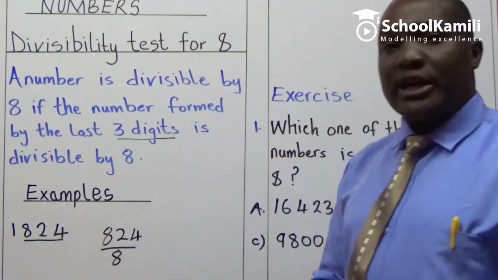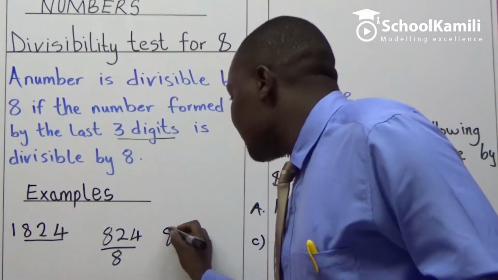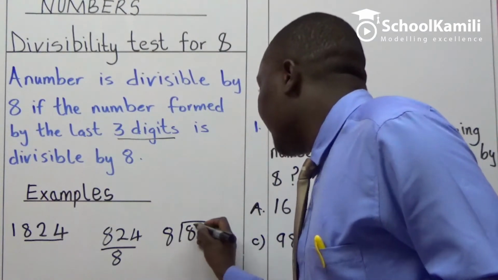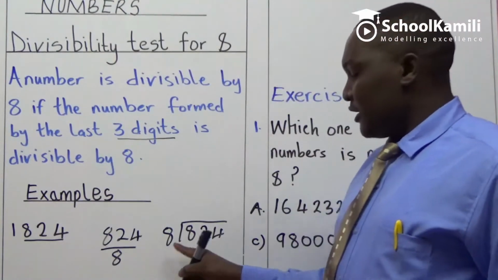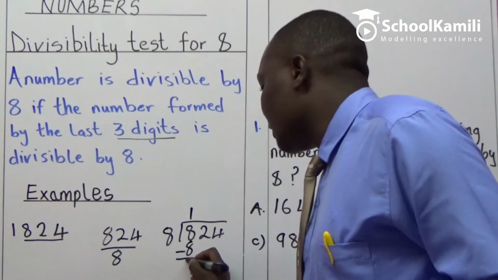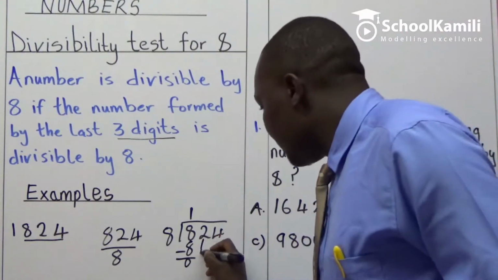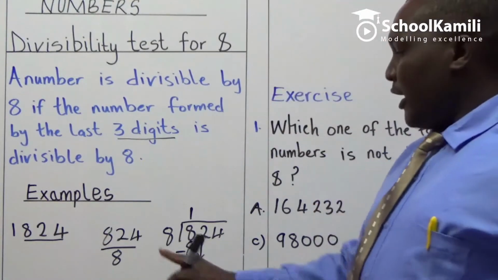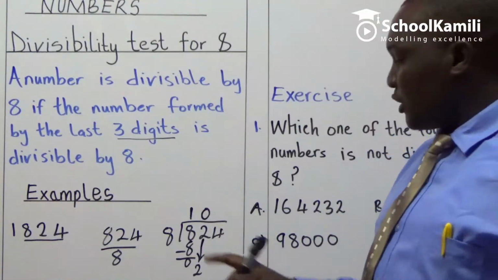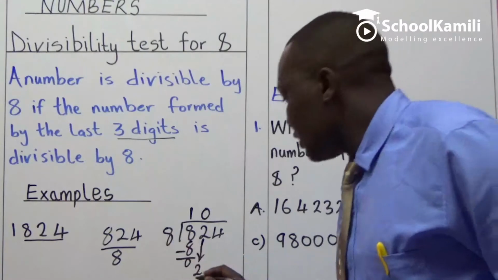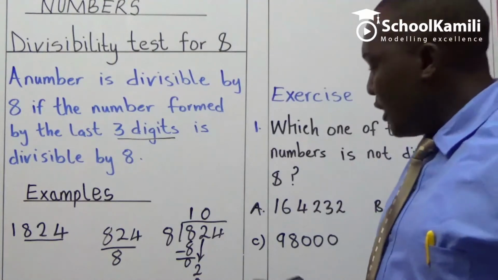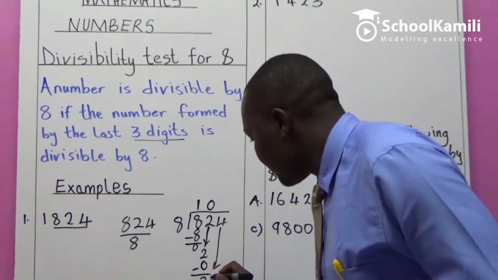Here you can use long division. You are taking 824 divided by 8. 8 goes into 8 once. When you subtract, you get 0. Then drop 2. 8 goes into 2 how many times? 0. 8 cannot go into 2. So you take this 0, multiply it by 8, you get 0. Subtract, that is 2. Then you drop 4.